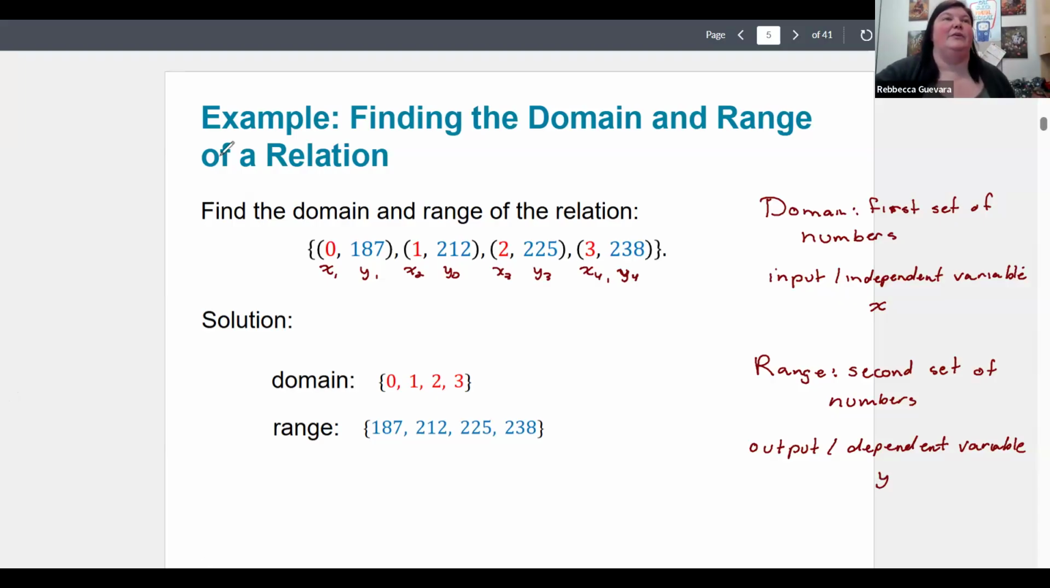What we see here is that with this relation, like I said, is a set of X's are related to Y's. The domain is all these first set of numbers. So your domain would just be the numbers 0, 1, 2, and 3. And then your range is this whole second set of numbers, or your Y's, which is 187 and 212 and 225 and 238.